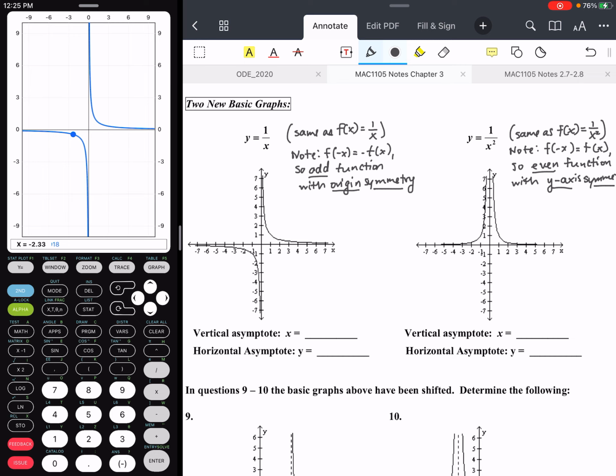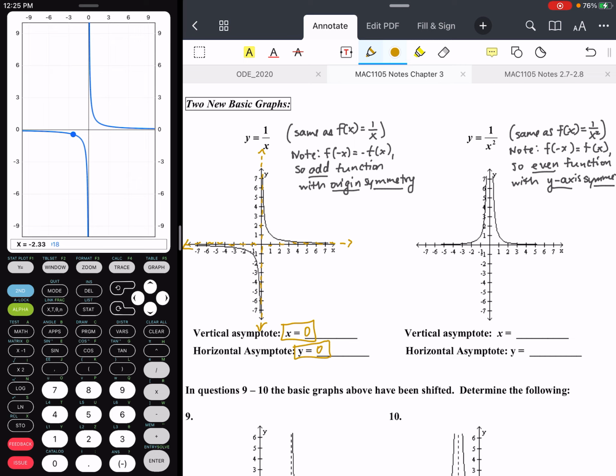The vertical asymptote is x equals 0. So x equals 0 is the vertical asymptote. We could draw that as a dashed vertical line here. And the horizontal asymptote is y equals 0. And I could represent that with another dashed horizontal line.